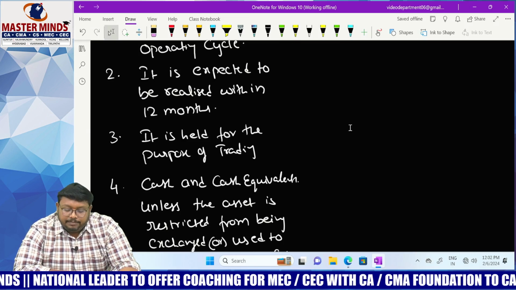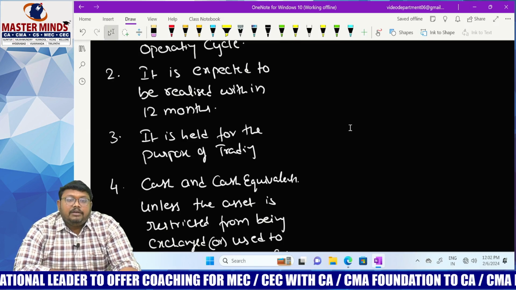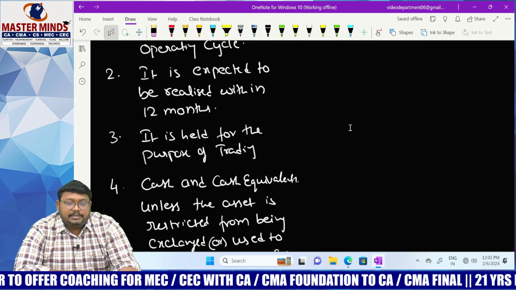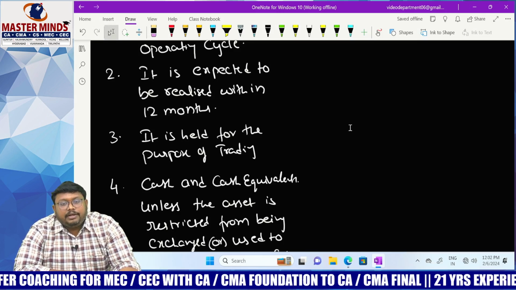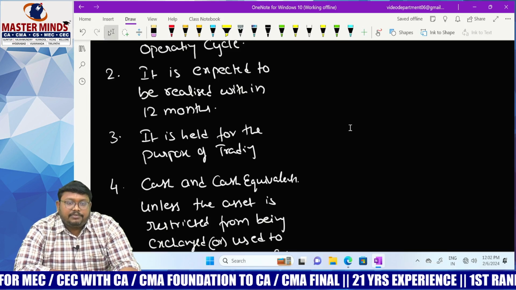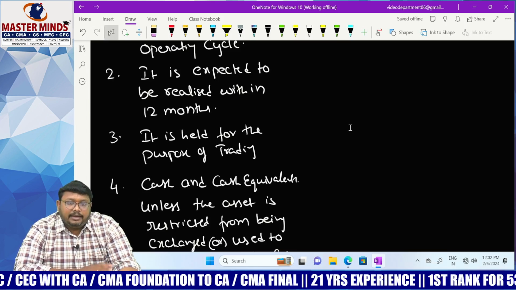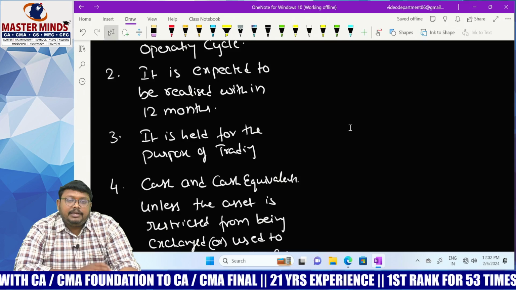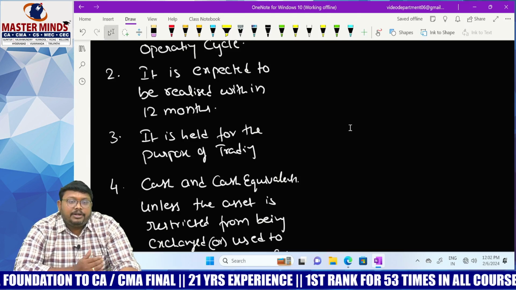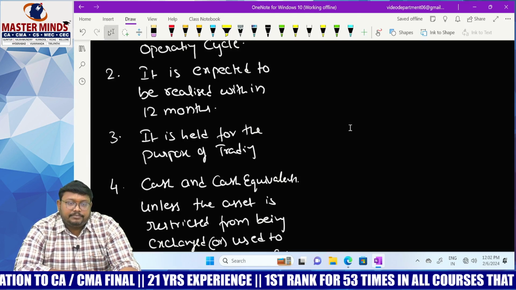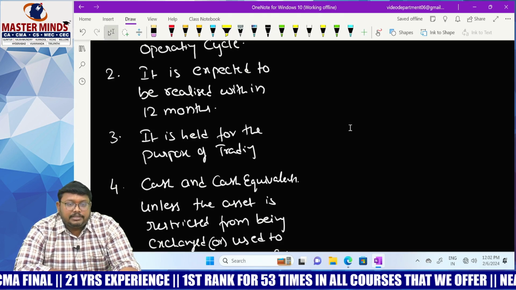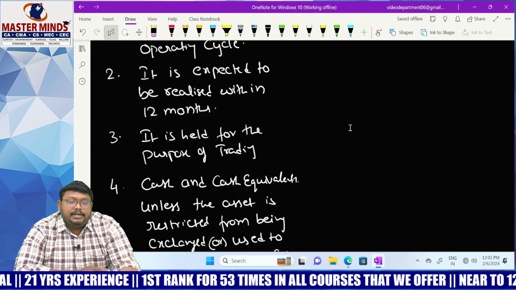And next, this is an important thing: it is held for the purpose of trading. If you hold it for trading purposes, then it will be your current asset. Simply, what we are talking about here is that it is held for the purpose of trading. In simple language, take a furniture dealer. Furniture is goods for the furniture dealer. It is for the purpose of trading. He is not using that furniture for his own purpose. For a car dealer, the car is the goods, but if we purchase the car, it is an asset for us. If we purchase furniture, it is an asset.